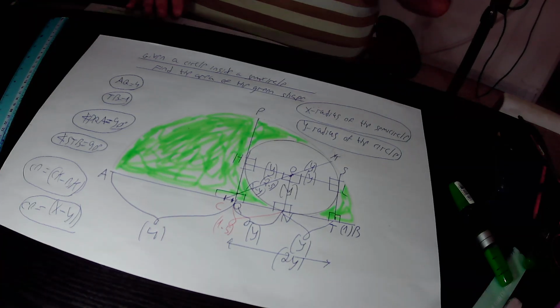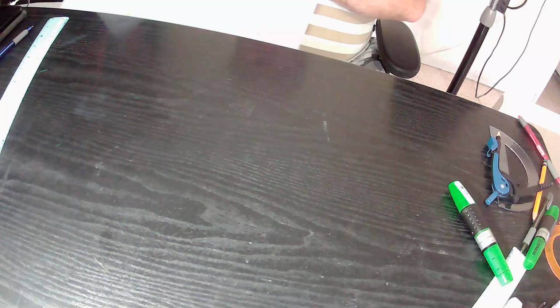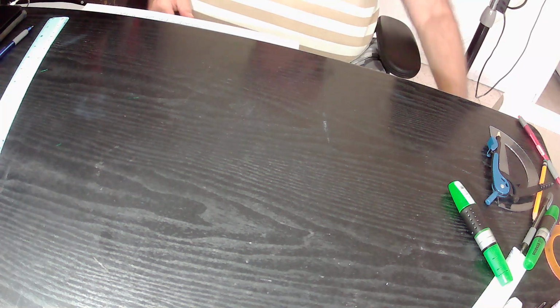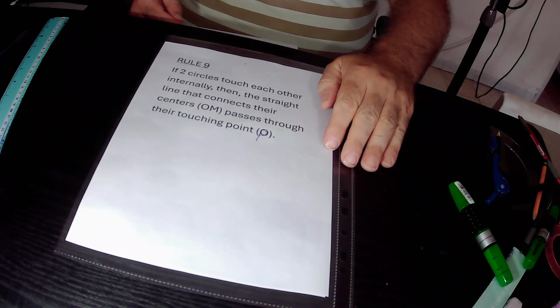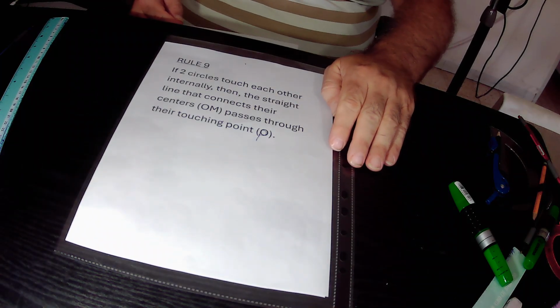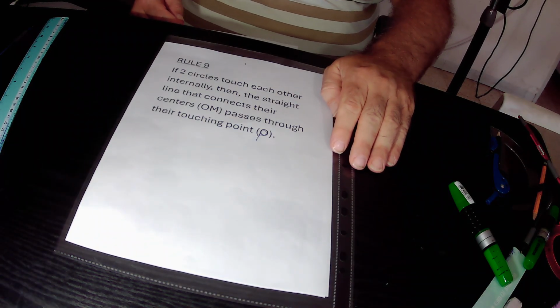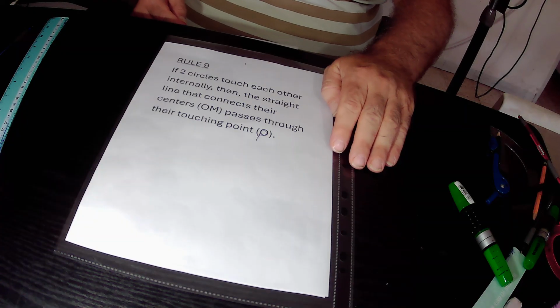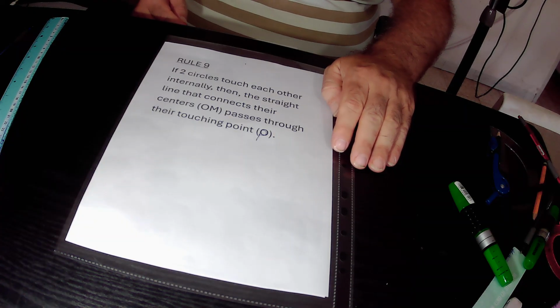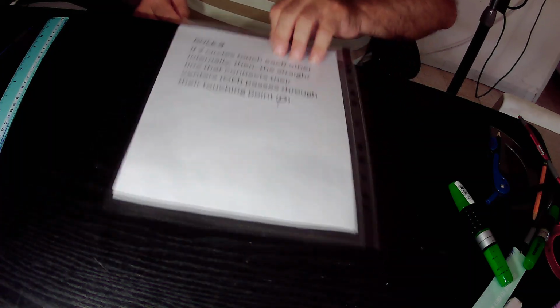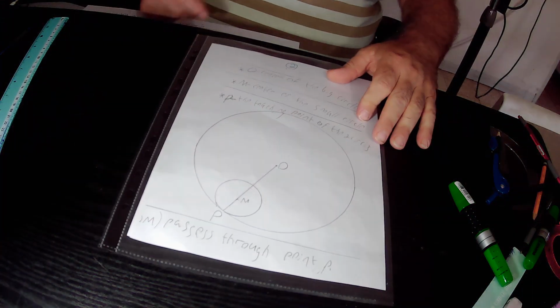In the next step, we repeated rule 9 and implemented rule 9 in our drawing. According to rule 9, if two circles touch each other internally, then the straight line that connects the circles together passes through their touching point. So in the drawing you have two circles.